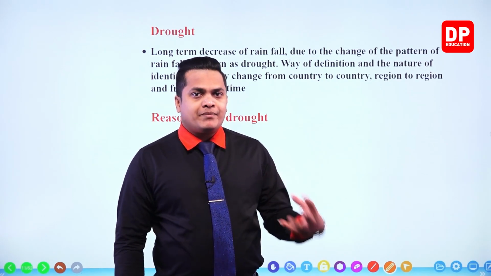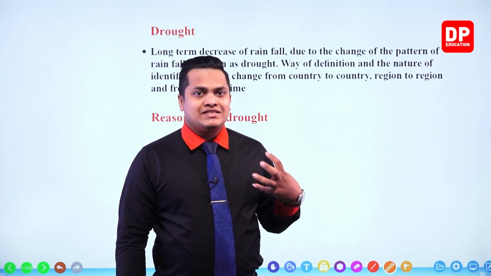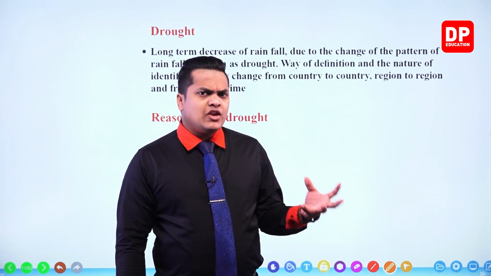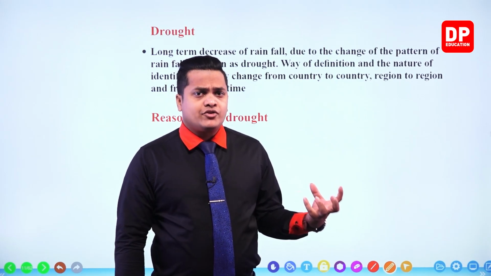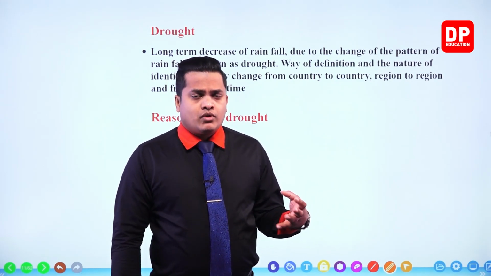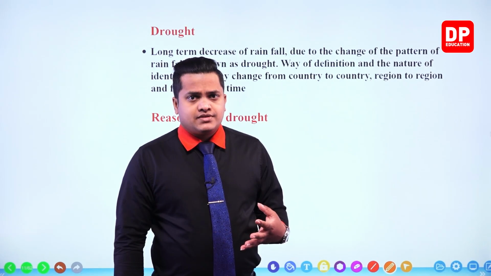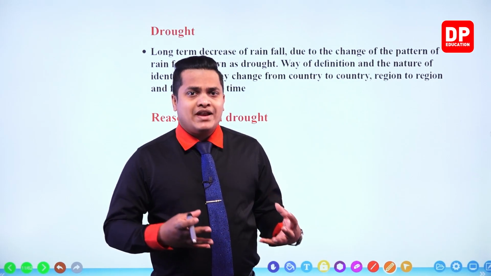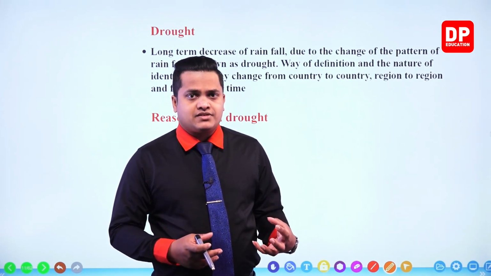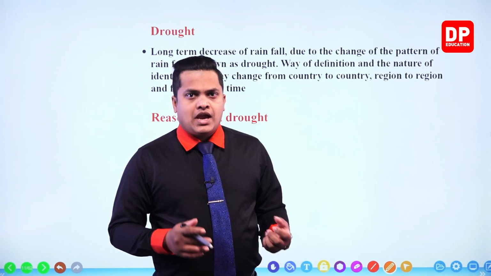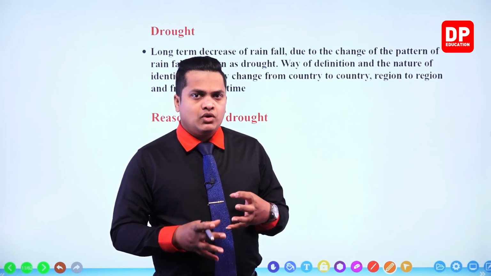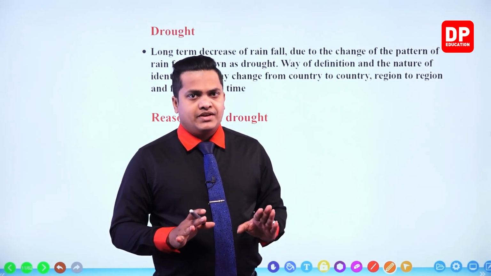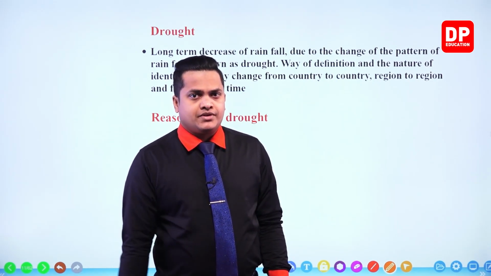Within this chapter, my dear children, we'll be mainly discussing the reasons for the occurrence of droughts. Are there any human activities that lead to a drought? What are the natural reasons for the occurrence of a drought? How can we manage the bad effects of drought? And what are the ways we can follow in mitigating the bad effects of drought? We'll be discussing these things within this chapter.